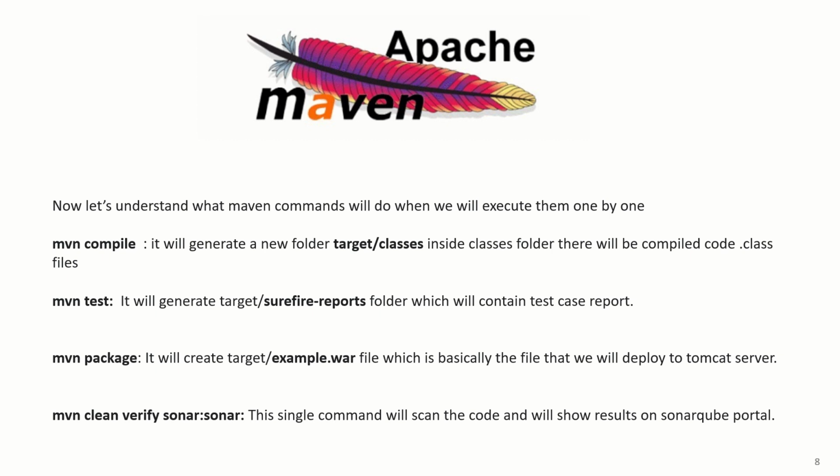And if we want to test, we can use the mvn test command. It will generate a surefire-reports folder under the target directory, which will contain the test case report. And if we want to create a bundle, that is an executable form of the raw code, we need to use the mvn package command. Once compilation and testing successfully complete, we can execute the mvn package command, and it will create an application.war file in the same target directory, which is the file that we are going to deploy on our Tomcat server.